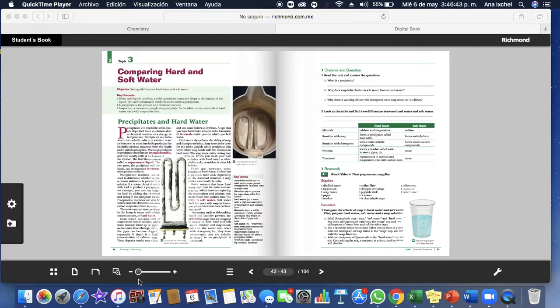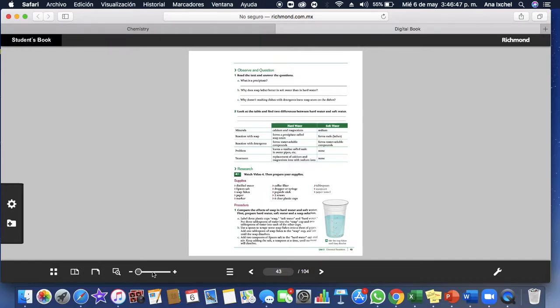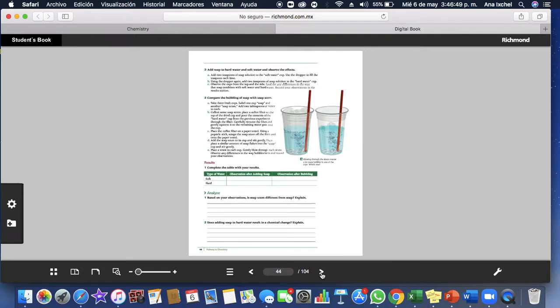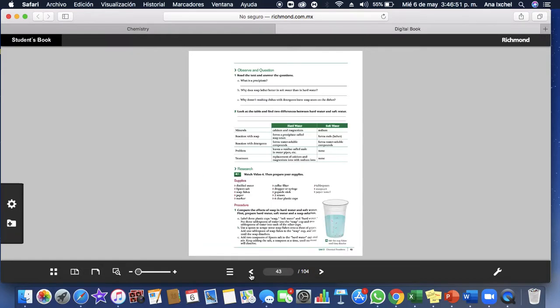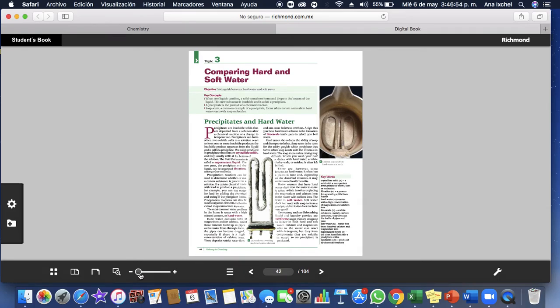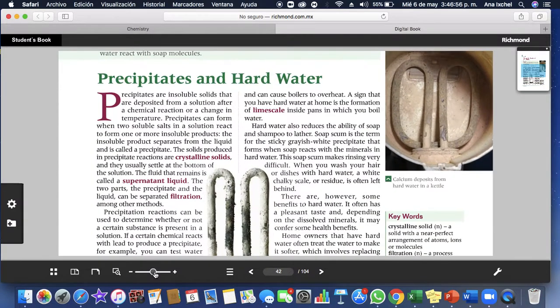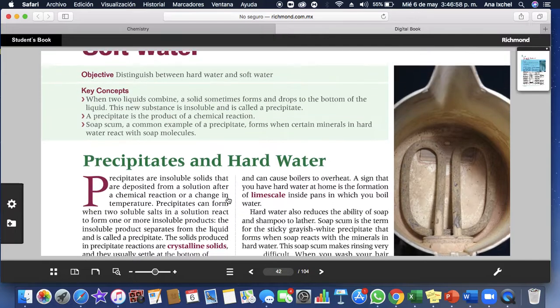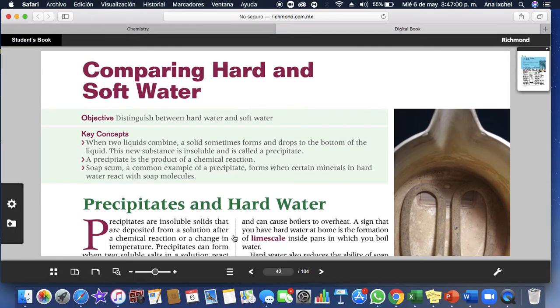Let's start checking the vocabulary. This is very important, to check the vocabulary and the key concepts. So the topic is comparing hard and soft water. The objective is comparing between hard water and soft water.